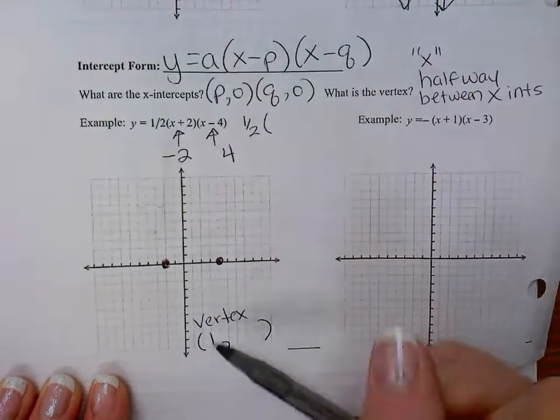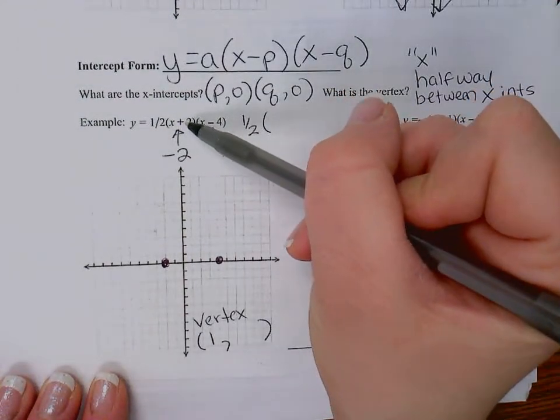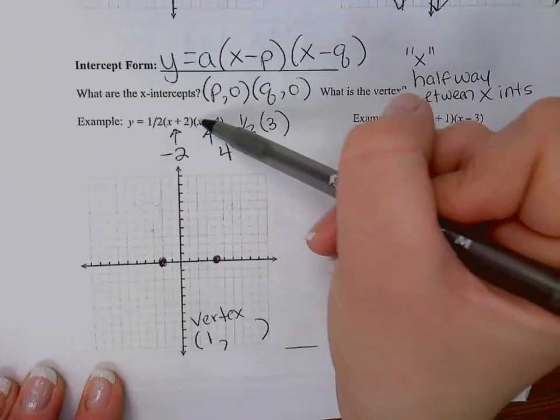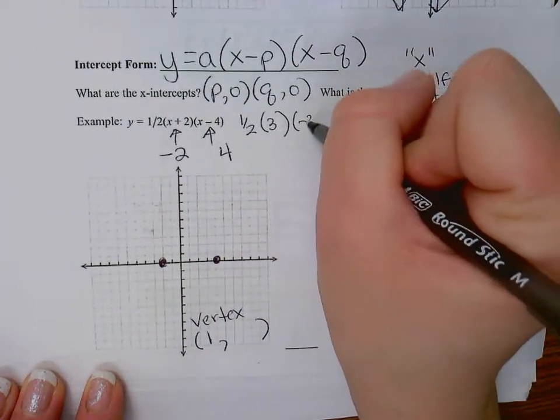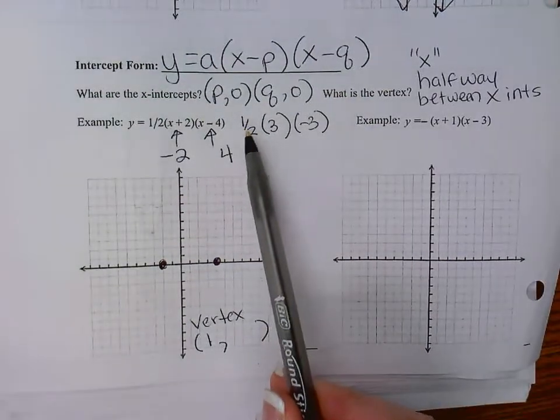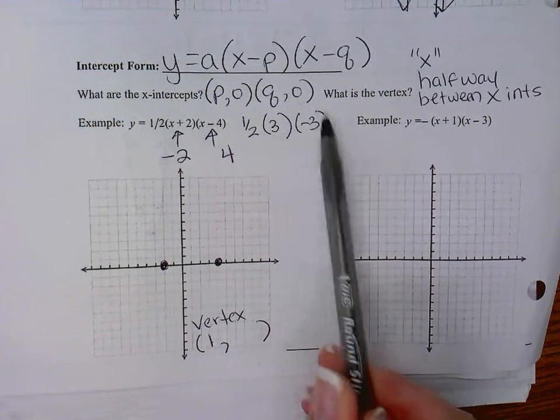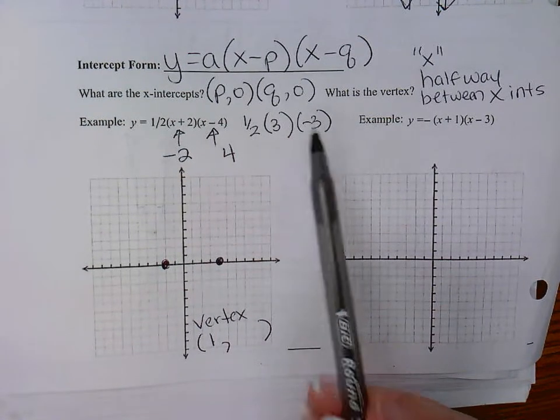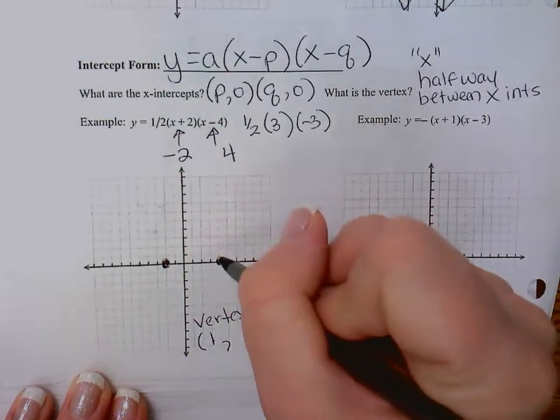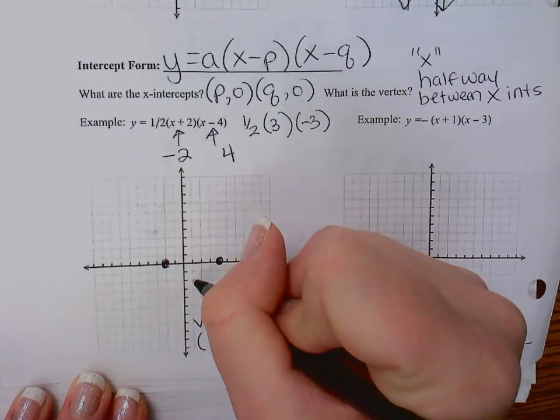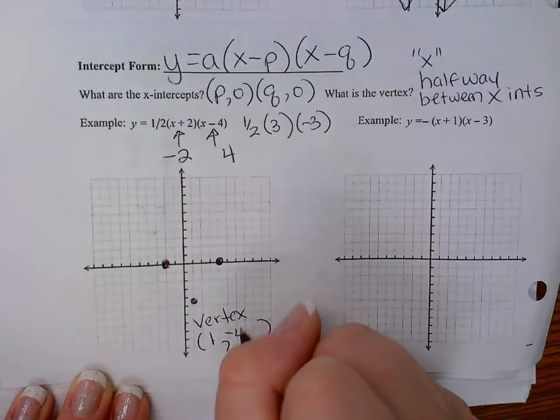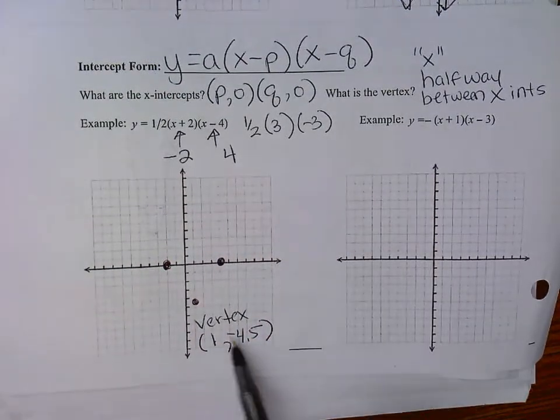So 1/2. I'm plugging in 1. 1 plus 2 gives me 3. And then I'm plugging in 1. 1 minus 4 gives me -3. So 1/2 times -9, right, is what? -4.5. So it's not a perfect nice value here. 1 and then 1, 2, 3, 4.5. So my vertex is at (1, -4.5).